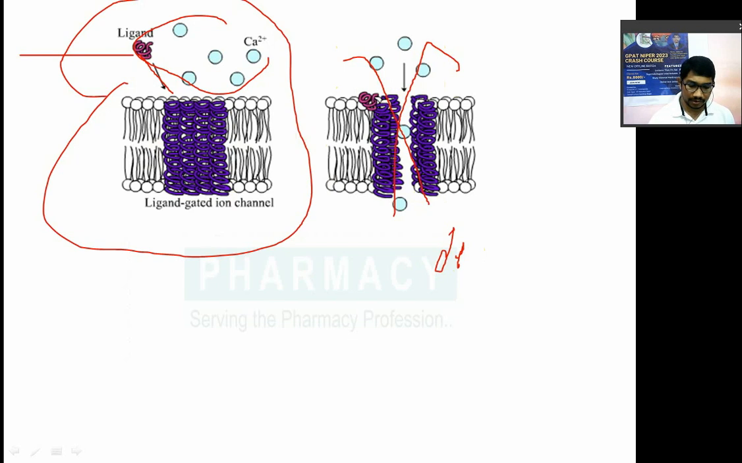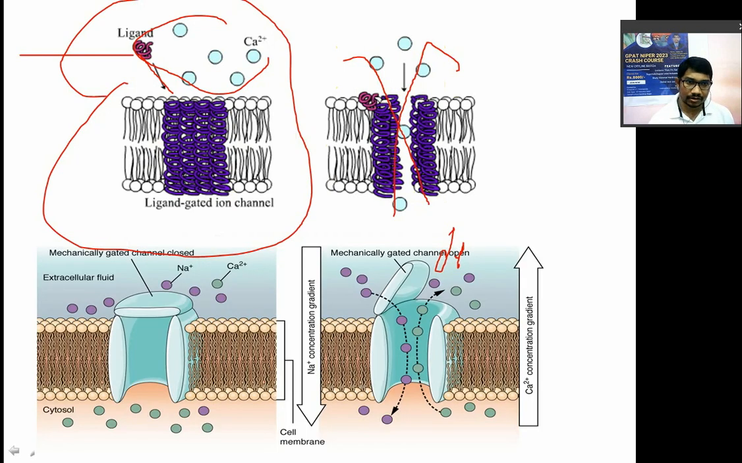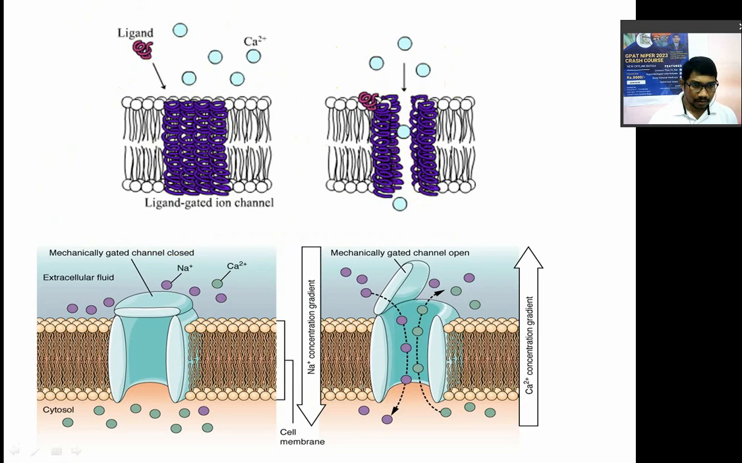Okay. Now second one is nothing but the mechanically gated ion channels. Mechanically gated ion channels. Okay. Means they are GPCR regulated ion channels or mechanically gated. You can see over sodium, calcium outside the cell, extracellular fluid, sodium, calcium also.